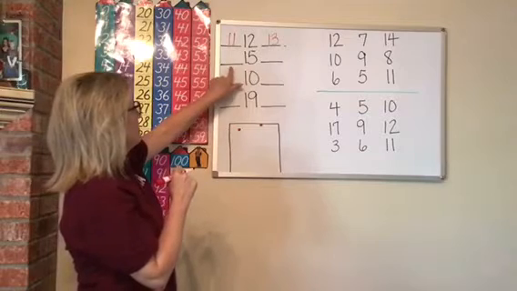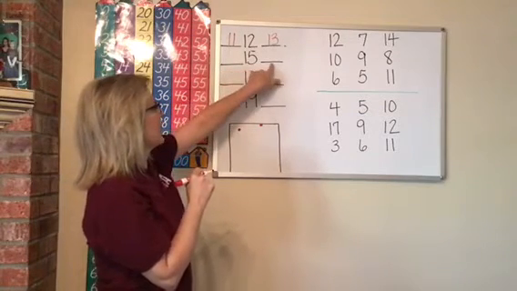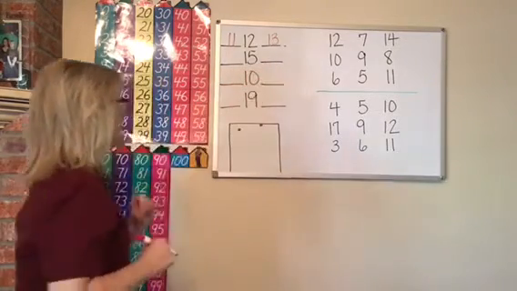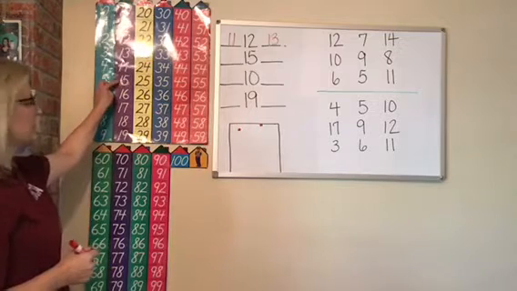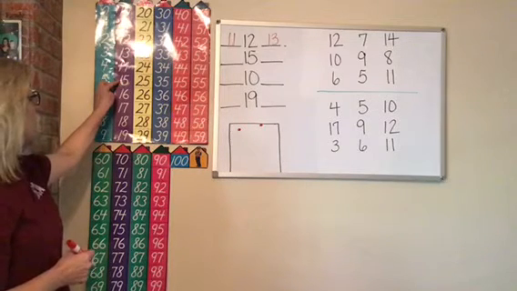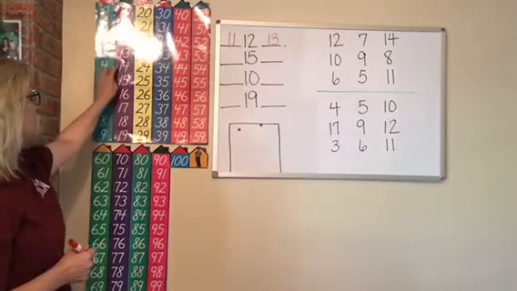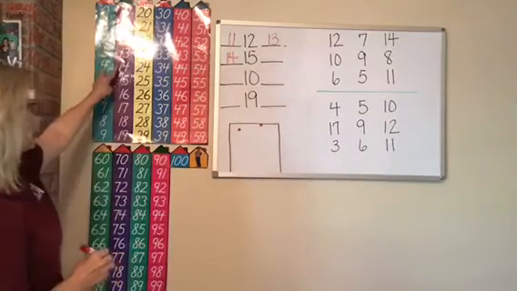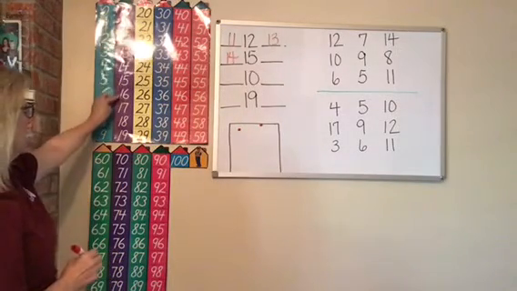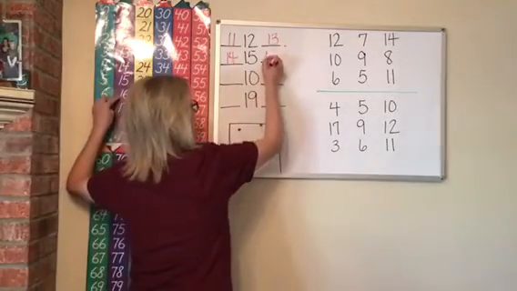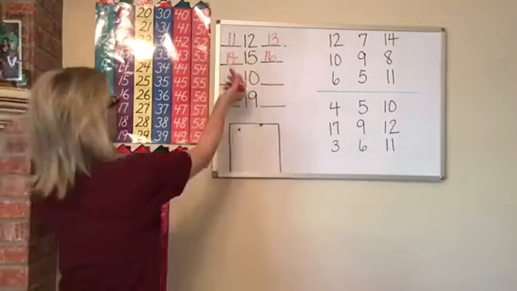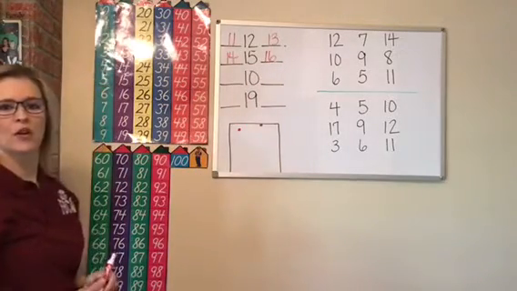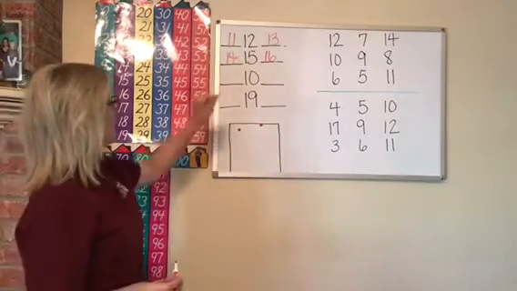Next one. Blank, 15, blank. So something comes before 15 and something comes after 15. Let's find 15 on our number chart. Here's 15. What comes before 15? 14. 14. And what comes after 15? 16. So let's see if it's in order. 14, 15, 16. They're in order, so it's right. Good job.